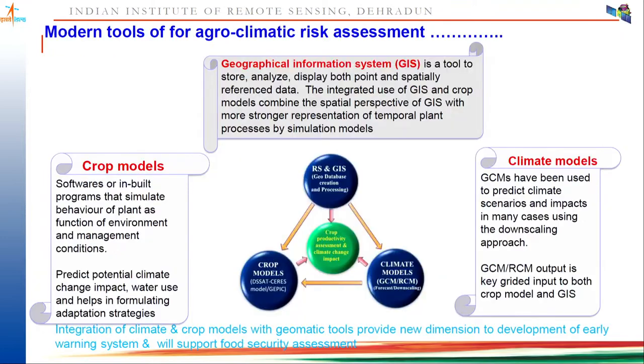So, as I showed yesterday, we can use remote sensing, GIS, crop model and climate model together. We can generate climate change scenarios and use those scenarios to drive the crop model, and then we can visualize this crop model output in a spatially explicit form with remote sensing and GIS. So this is the power of the three tools to visualize spatially the climate change impact on agricultural productivity.